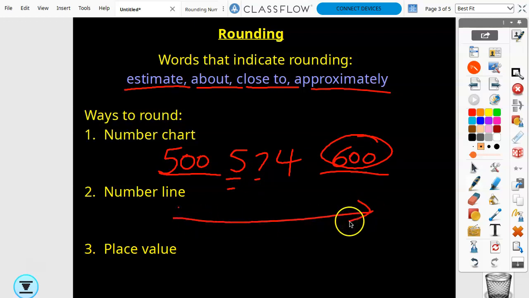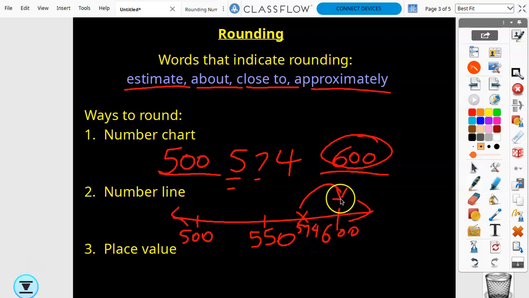We can also do a number line. 500, 600. This time the midpoint will be 550. And 574 comes after 550. 574. So we can see the distance from 574 to 600 is closer, and that is the answer.